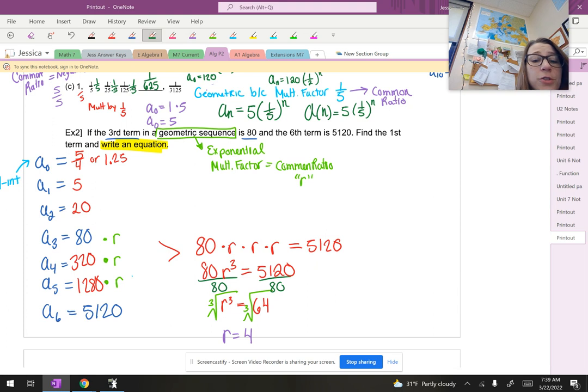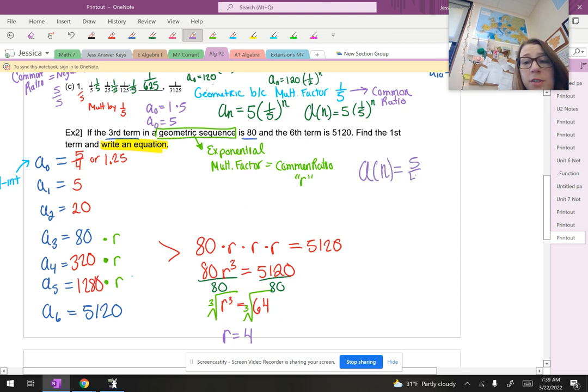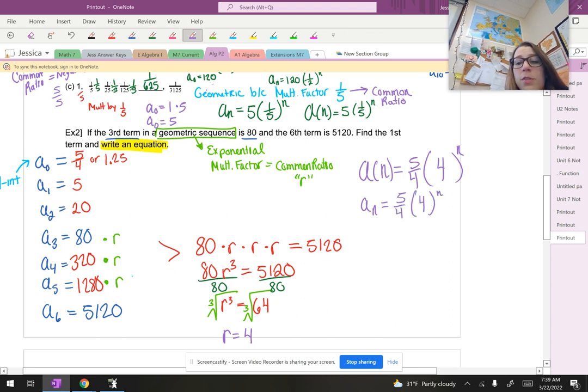So now that I've got my two missing pieces, my y-intercept and my common ratio, I can make that equation that they asked for. So a of n is equal to my y-intercept times my common ratio raised to the n power. And then just again in sequence notation.